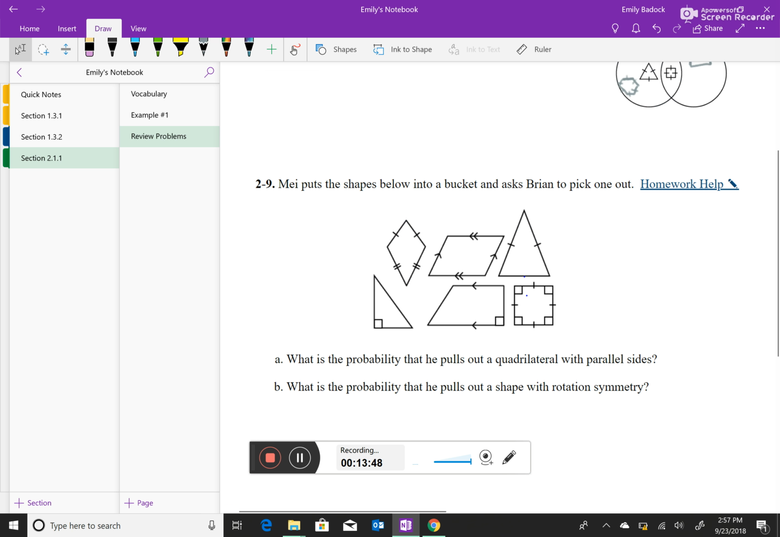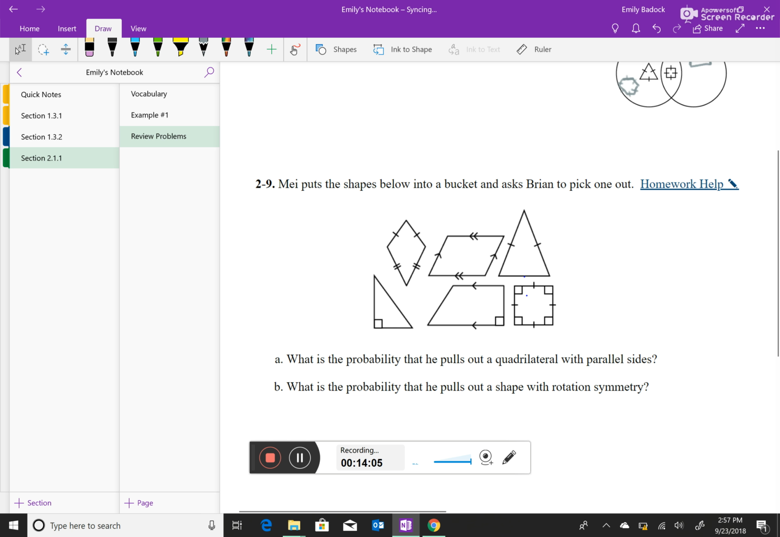Alrighty, then we move down to 2-9. No idea what that name is. I'm going to assume it's, I don't know. Puts the shapes below into a bucket and asks Brian to pick one out. What is the probability that it pulls out a quadrilateral with parallel sides?